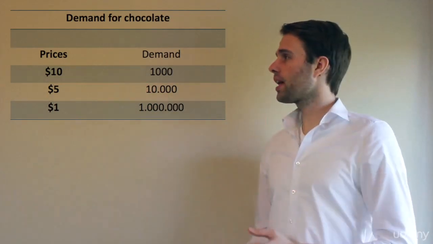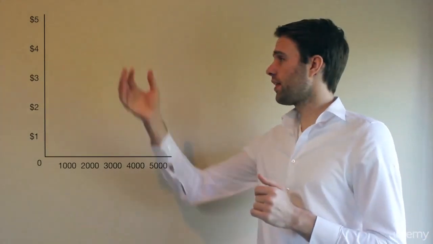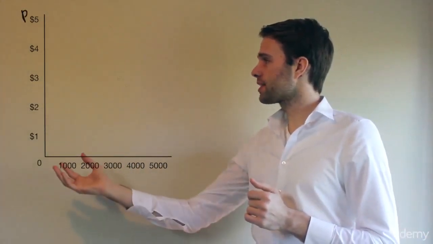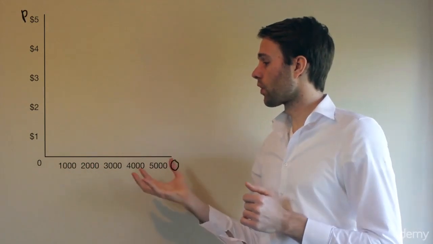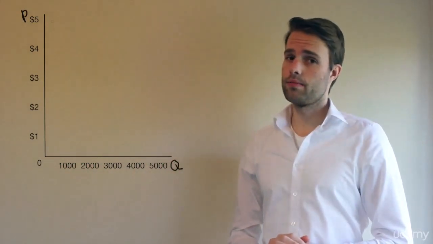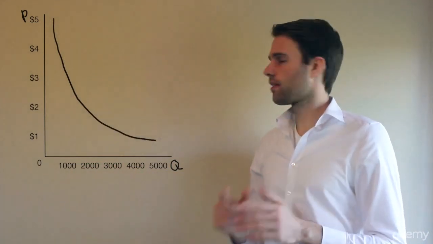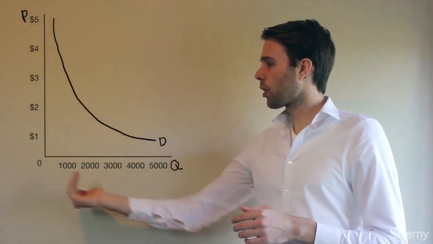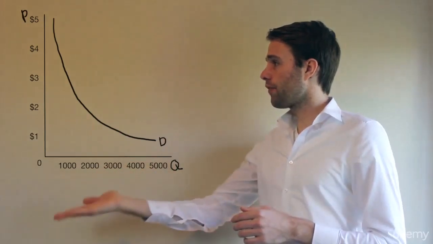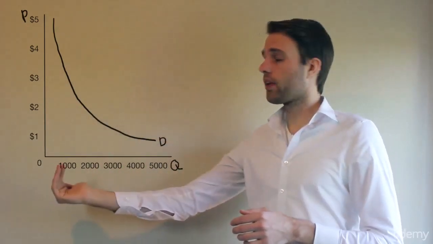Knowing this, we can now draw our demand curve. First notice that in our graph, on the vertical axis, we put the price, and on the horizontal axis, we put the quantity. The demand curve will be a downward sloping line. And that makes sense, right? If the price goes down, quantity demanded increases. If the price goes up, quantity demanded decreases.